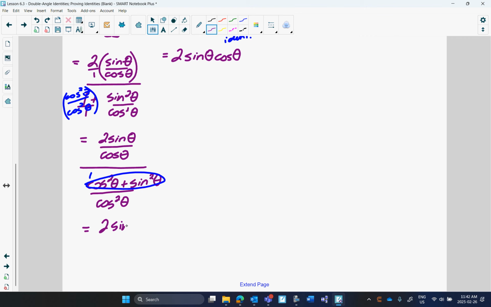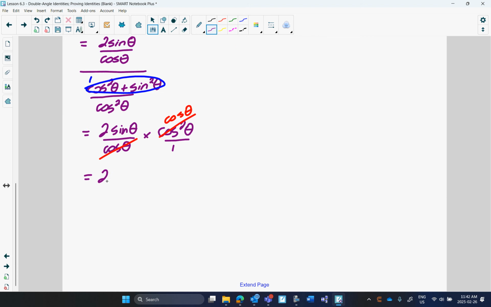Well, the fraction up top, 2 sine theta cos theta, multiplied by the reciprocal of this, which is cos squared theta over 1. I can take out a cos squared theta from each of those, but I still have a cos theta here. Here it comes, there it is. Finally, I got the left side. I had to do a lot of work on the left.